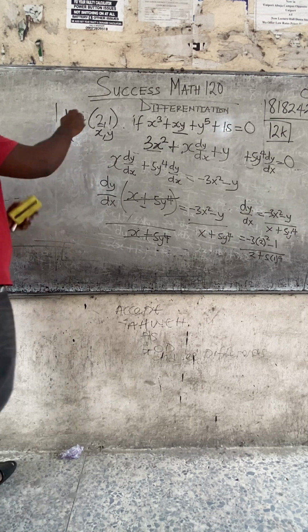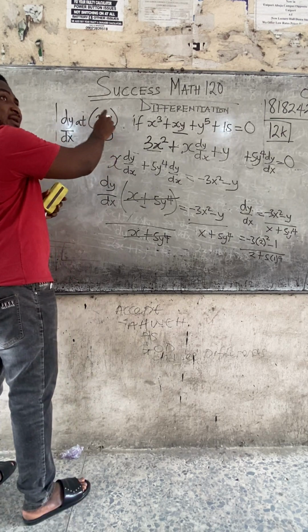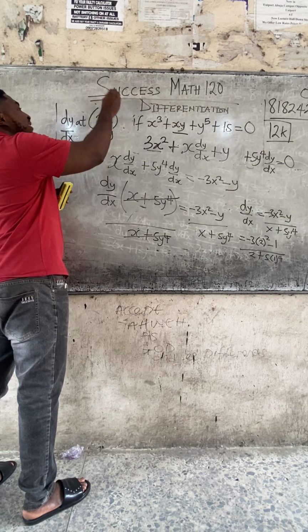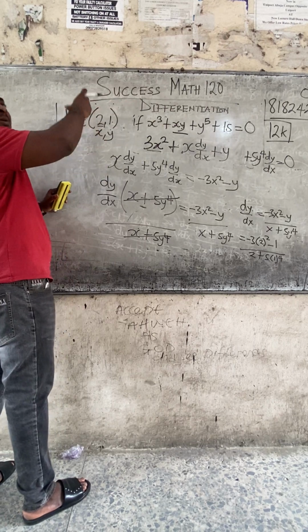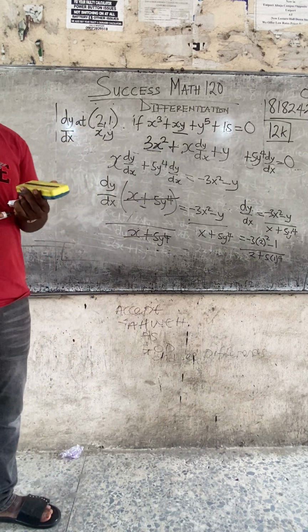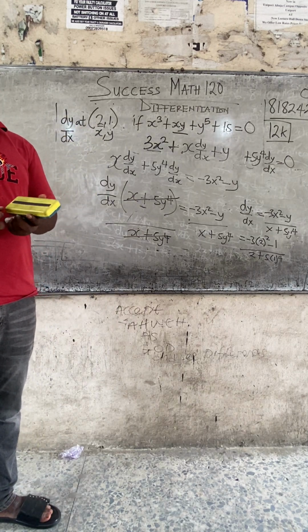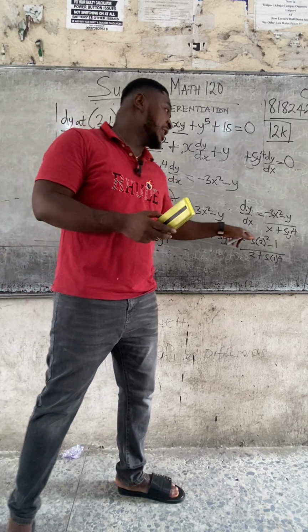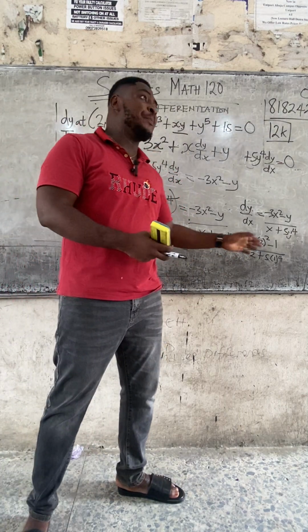They say at (2, 1), right? Class, anytime they give you a coordinate after differentiating, they say at something, something. The first thing they mentioned is x, the second one they mentioned is y. Meaning that after you have differentiated, anywhere you see x, put 2; anywhere you see y, put 1.